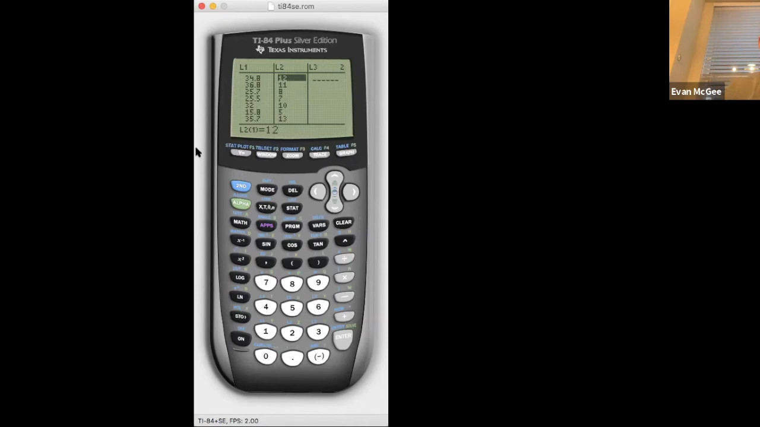So after I've typed them in list 1 and list 2, I just want to make sure that they're matched up according to the table from the notes. So just pick a random one, 25.5 should be matched up with 7, looks to be right.